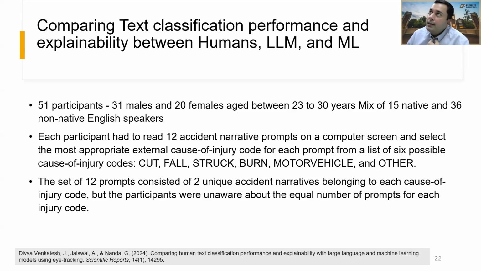That gave us insight into what they were thinking and which words were important for them. For machine learning models, we used explainable AI approaches to identify which words in the narrative were most important for the model's decision. And same for the large language models, we identified which words the LLM focused on or assigned the highest weights for making the classification decision. For LLMs, we used prompts, and then we did a validation by removing those words from the narrative and checking how it impacted the LLM predictions.